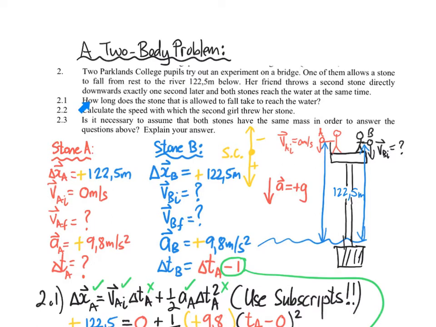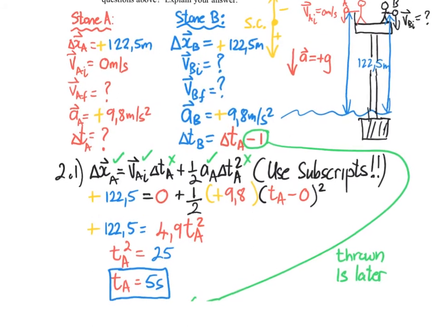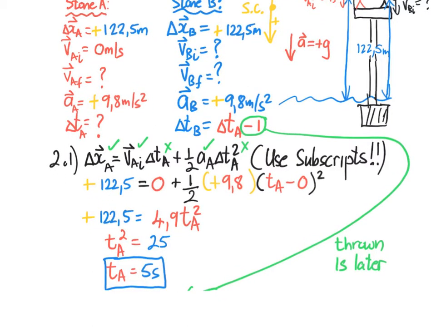So the first question asks, how long does the stone that is allowed to fall take to reach the water? Now this is not a difficult problem. We are looking at how long it takes for this stone to reach the water. So we are going to use this equation here: delta x equals vA delta t plus a half a delta t squared. And you notice I use subscripts A. Using subscripts is not absolutely necessary, but it does help, especially when you get to more difficult problems later on.